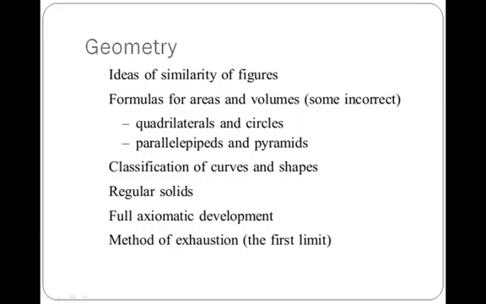We'll talk about the classification of curves and shapes. So, for example, there's the conic sections, parabola, hyperbola, ellipse, and circle. But there are many other shapes, such as a crescent shape, which is also known as a lune in antiquity. We'll talk about regular solids, such as a cube and others. Then we'll talk about the full axiomatic development of geometry, which came long after most of geometry was already well understood. And with that, in geometry would come the method of exhaustion, which was basically the first limit.